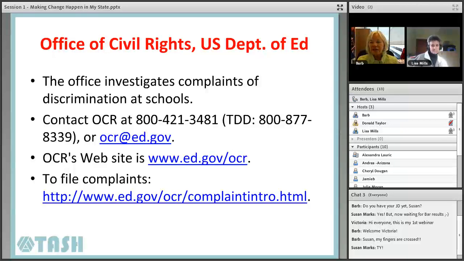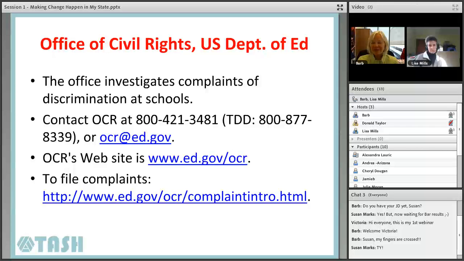Each of the agencies that fund disability programs also has an Office of Civil Rights. This is the Department of Ed's Office of Civil Rights. You may have participated in the TASH Town Hall at the TASH Conference on Inclusive Education, where Catherine Lhamon, the Assistant Secretary of the Office of Civil Rights, sat there and said they track every complaint that comes to the U.S. Department of Education is investigated. So this is a powerful way also to advocate.